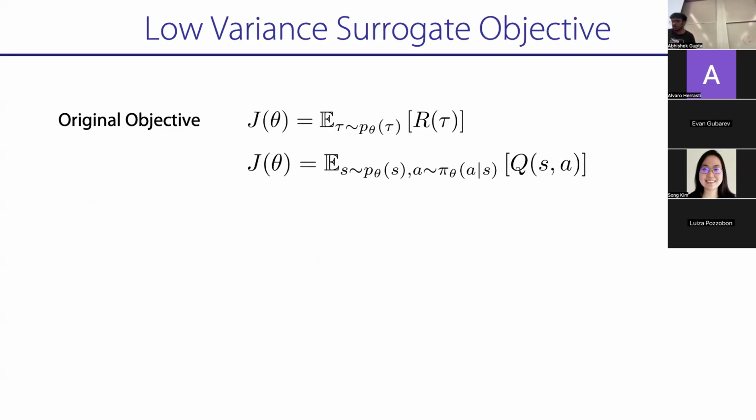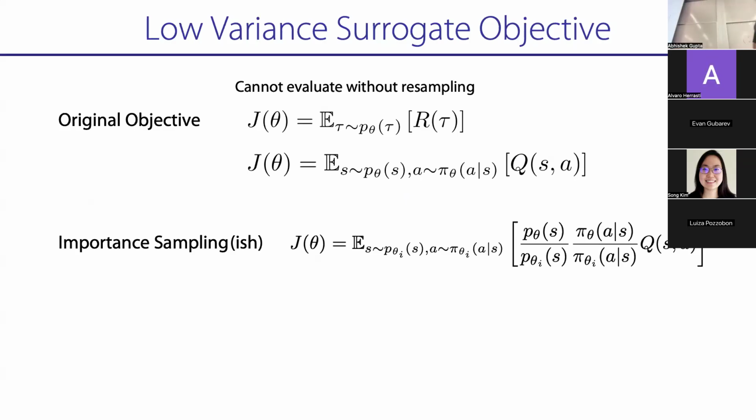If you remember the stationary distribution, you can say that the return is a state sampled from p_θ(s), and an action sampled from π_θ(a | s), of Q, where Q is your expected sum of returns in the future.